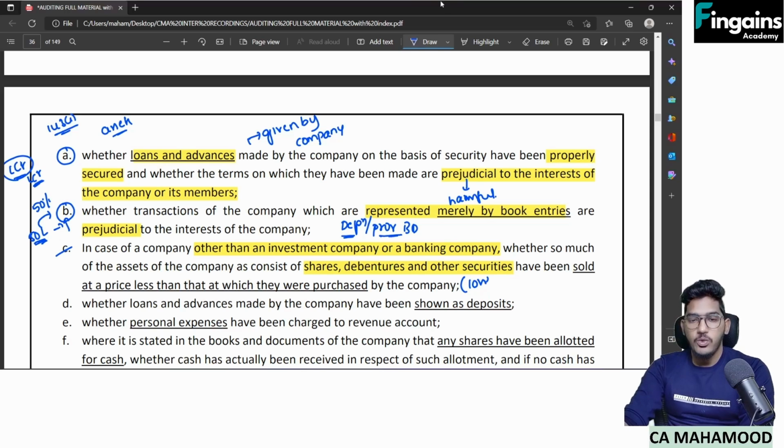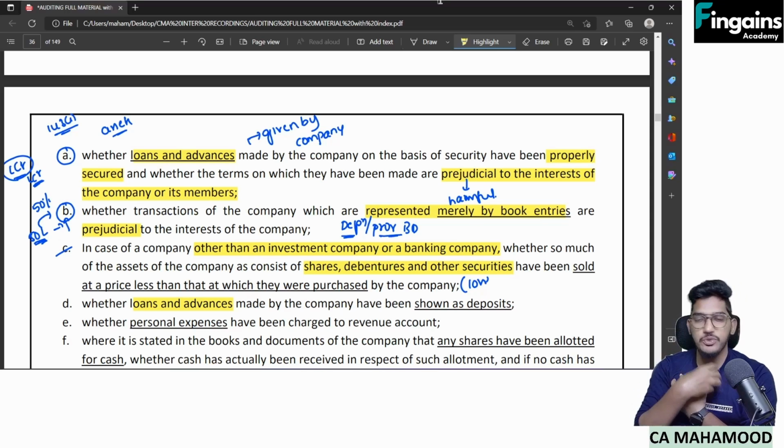Next one. Whether loans and advances made by the company have been shown as deposits. See, the fourth point is also regarding loans and advances only. And they're saying made by the company. What do you mean by loans and advances made by the company? Given by the company or accepted by the company? This point also talks about loans and advances which are given by the company to others.